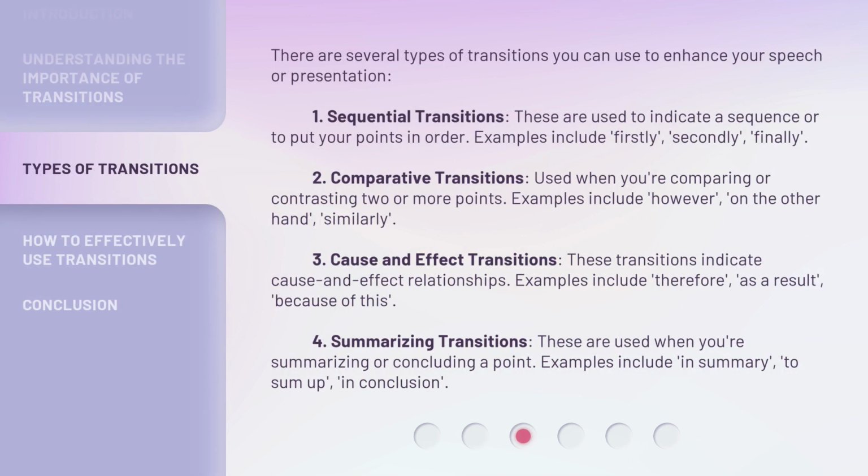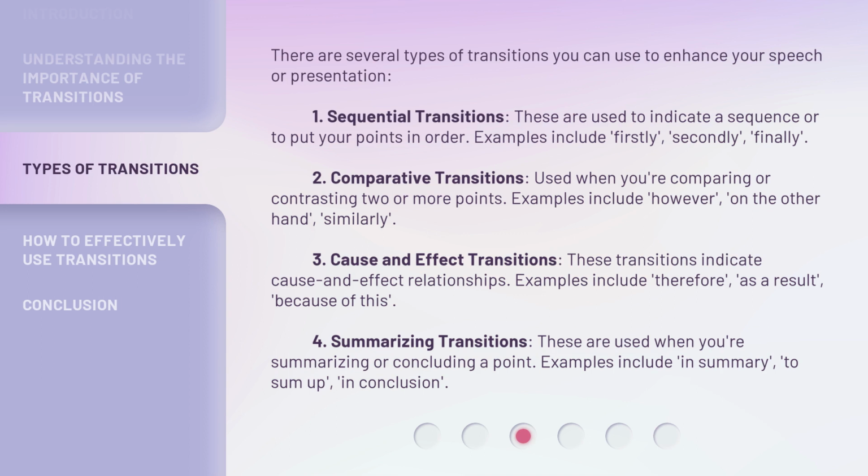There are several types of transitions you can use to enhance your speech or presentation. 1. Sequential transitions. These are used to indicate a sequence or to put your points in order. Examples include firstly, secondly, finally. 2. Comparative transitions. Used when you're comparing or contrasting two or more points. Examples include however, on the other hand, similarly.